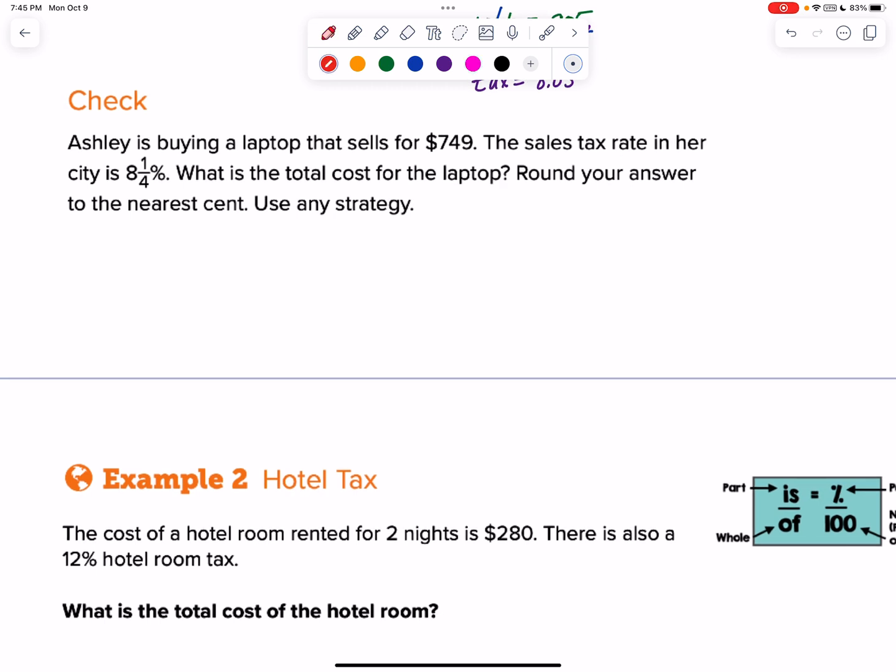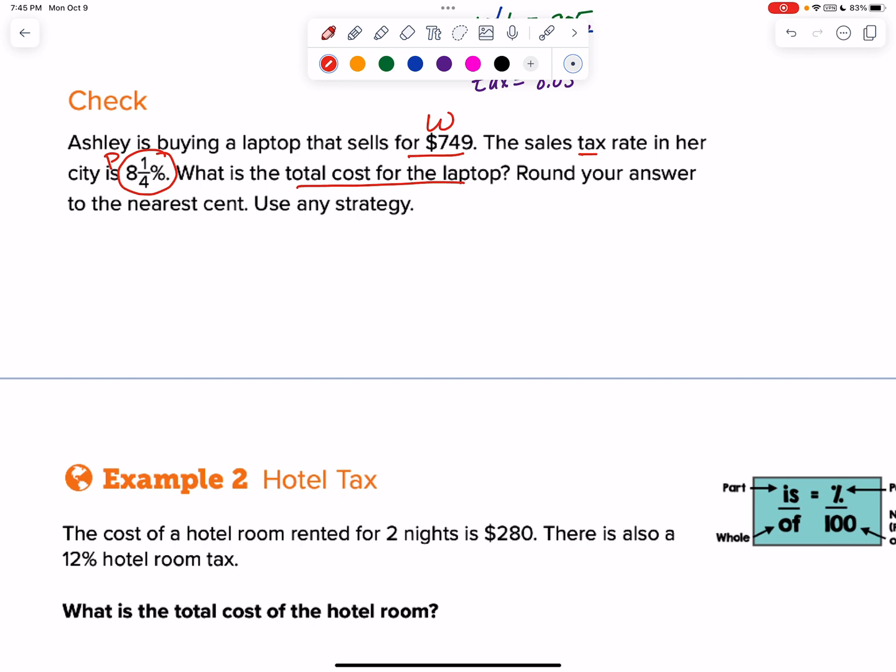Ashley's buying a laptop that sells for this price, so that's the whole price of the laptop. The sales tax rate in her city is 8.14%. Don't get confused that it says tax. We're focusing on the fact that it has a percentage symbol, and so this goes on our percent side. It does say, though, what is the total cost for the laptop? So be aware of stuff like that.